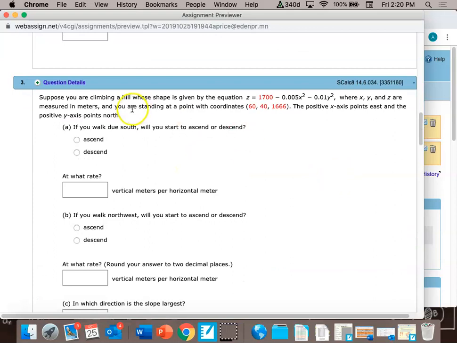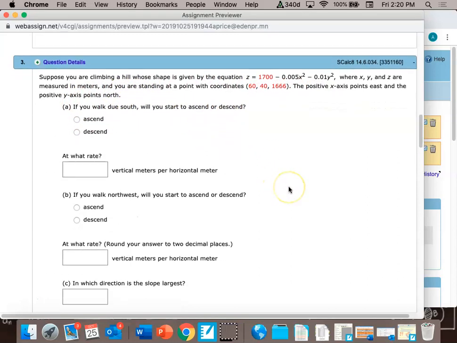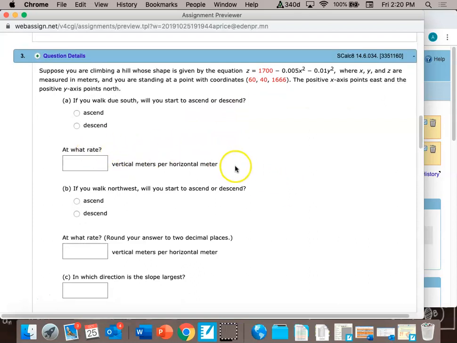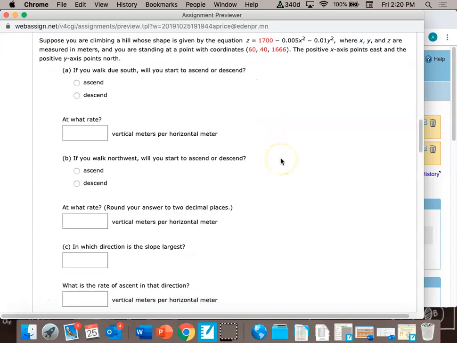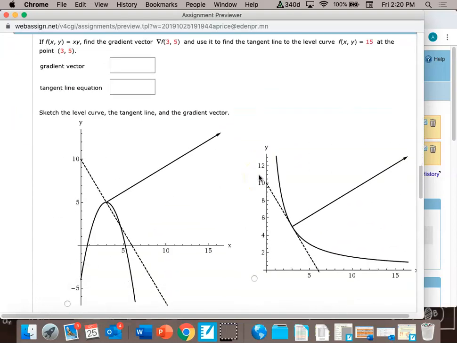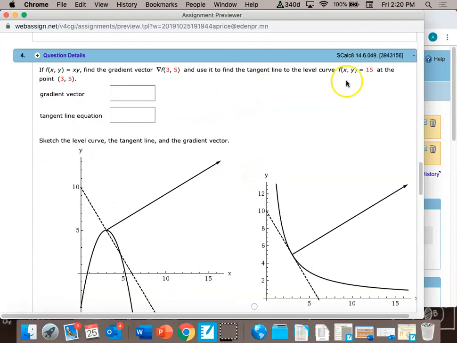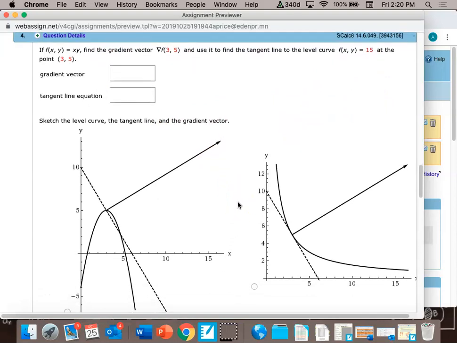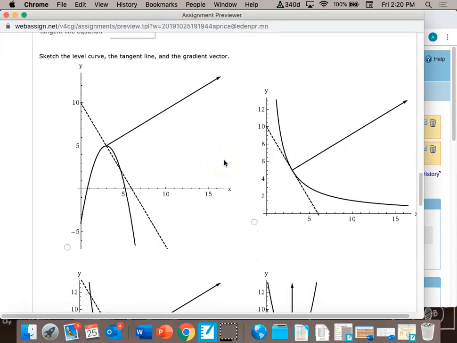Climbing a hill: if you stand at this point and walk due south, are you going to start to ascend or descend? At what rate? So you're finding a directional derivative, straight south, so you have to think about what angle to use. Northwest, same thing. These are all just directional derivatives. In which direction is the slope largest? We're just talking gradient. Use the gradient vector to find the tangent vector to the level curve. Remember that the gradient is always perpendicular to the tangent, so that should be a hint for figuring out the tangent line.